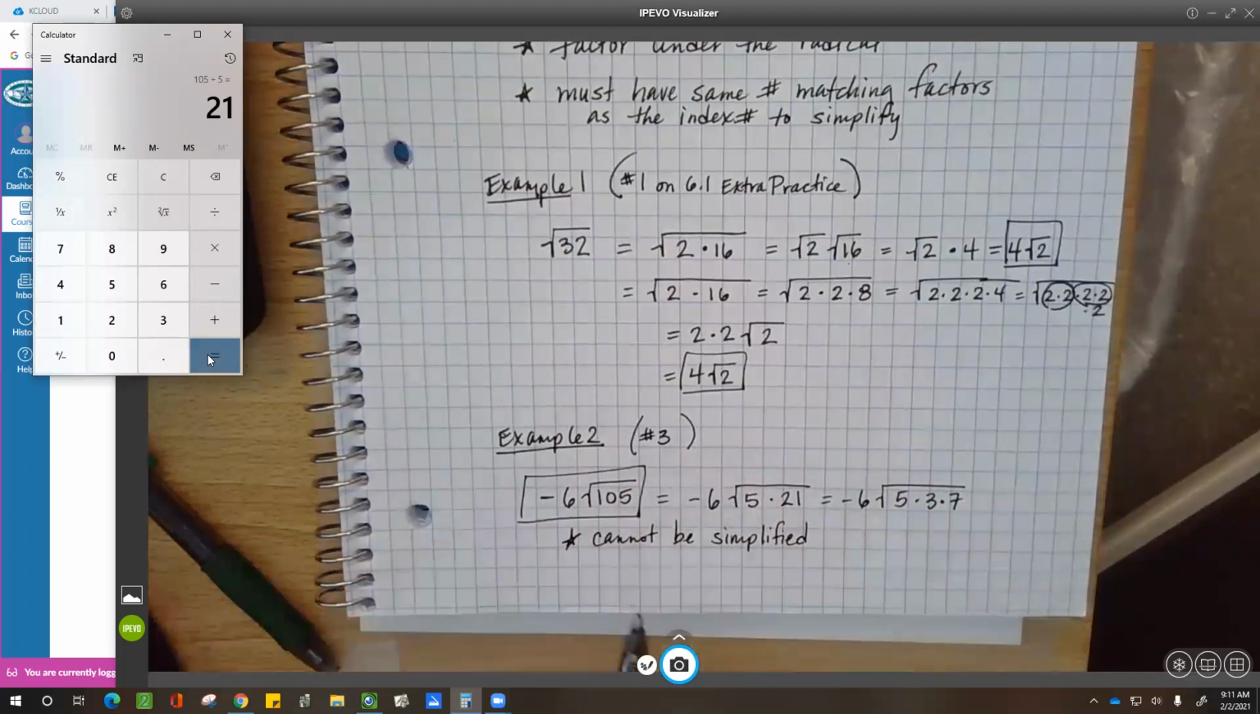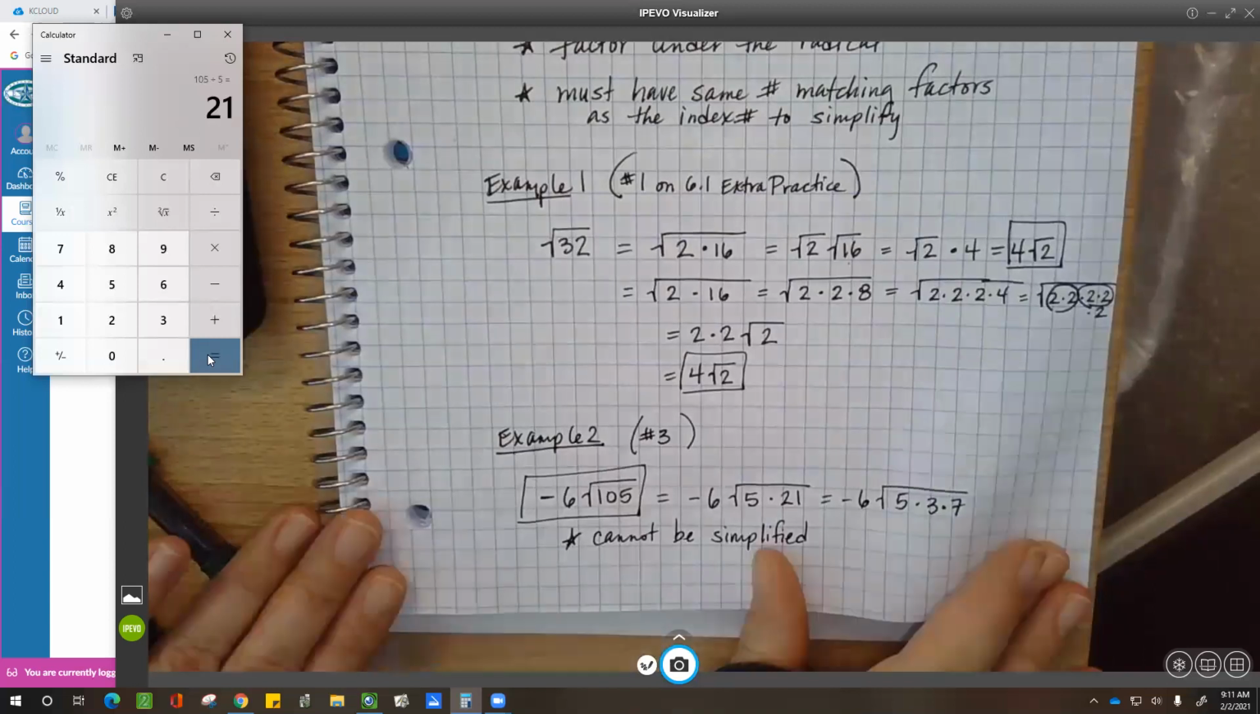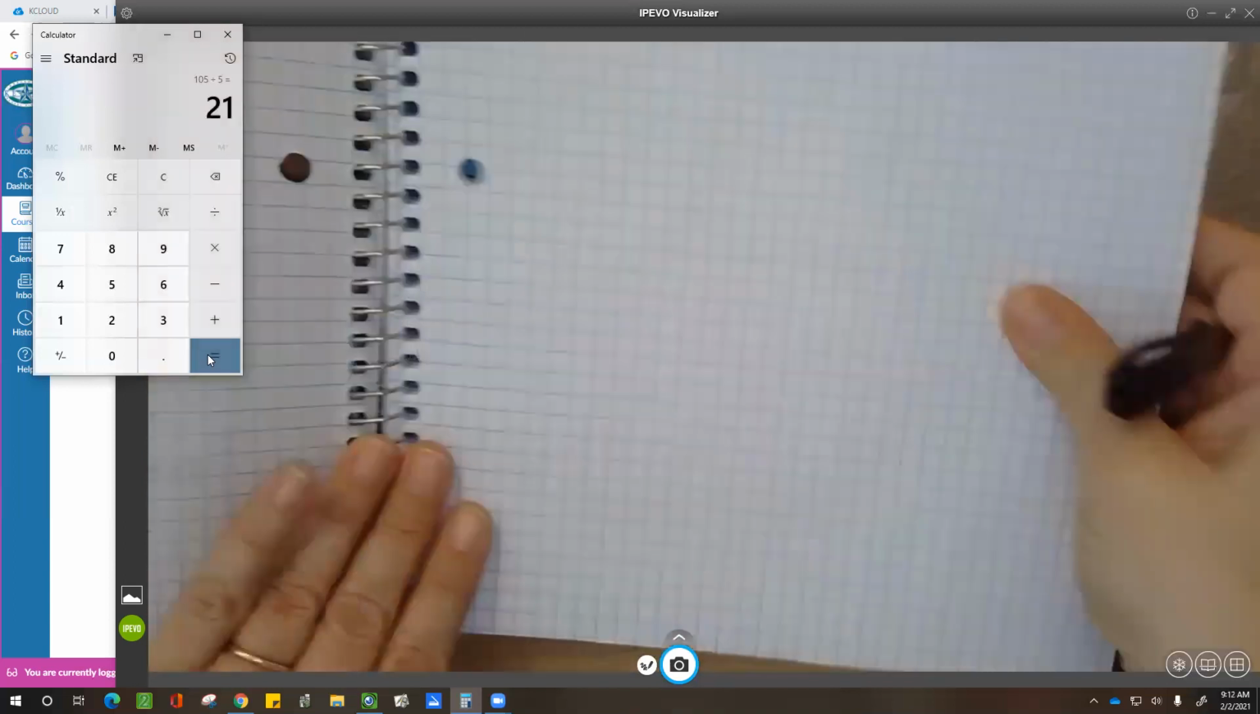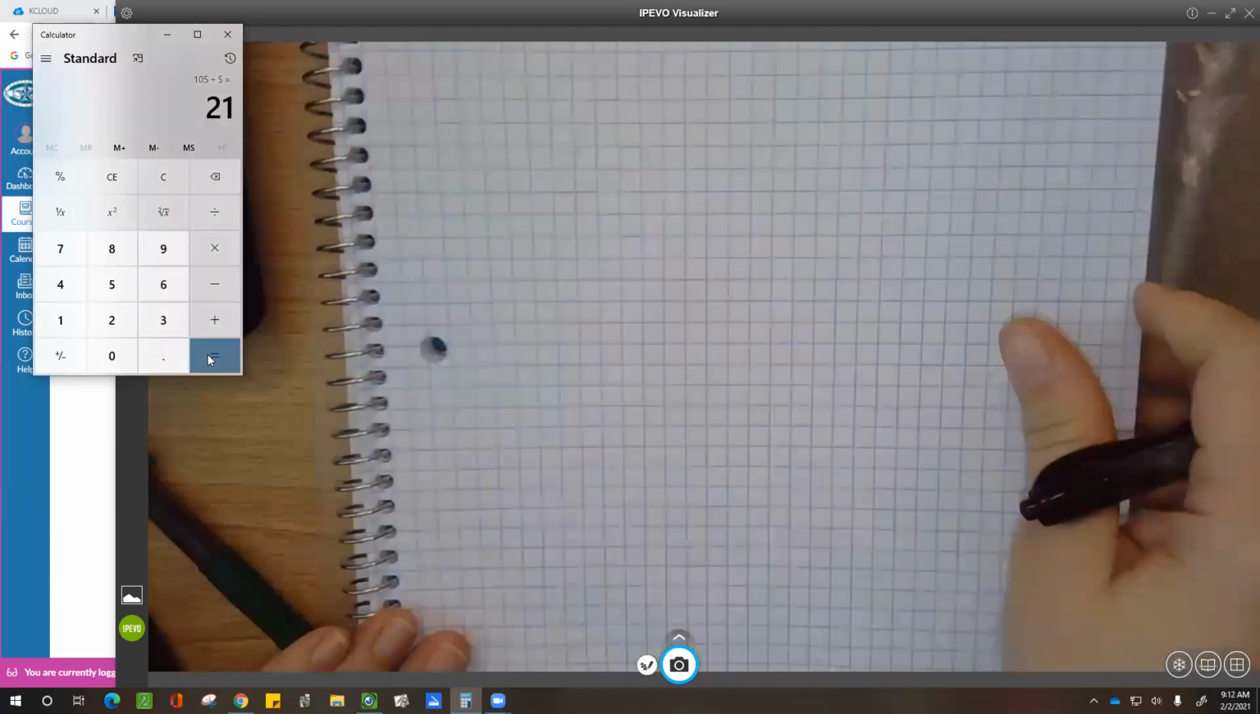That happens sometimes. I have a couple on my extra practice. Something may come up like this on Delta Math, I'm not sure, but I just want you to know that that is possible. You can break it completely down into factors and then it's not possible to simplify. So that happens. Let's look at number 9 on your extra practice.